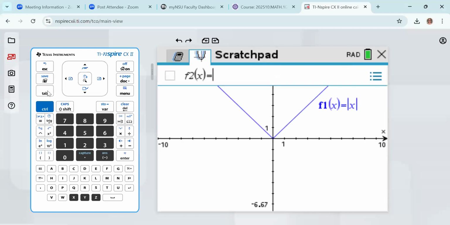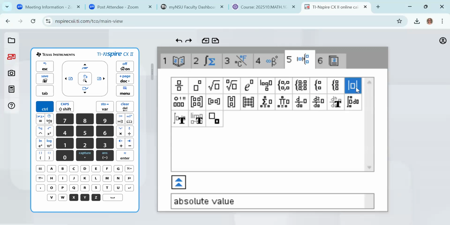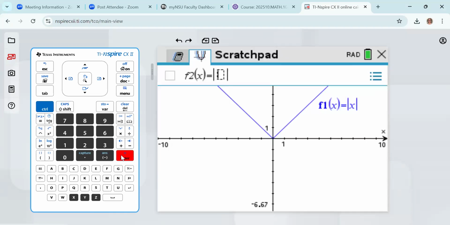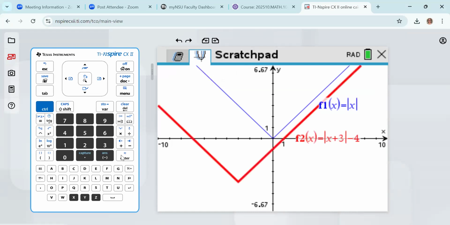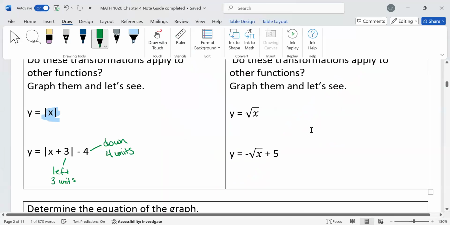All right, so we're going to hit tab, and we want the absolute value bar. So when you hit the little book button, it's going to default to what you used last, which is nice. And then you hit enter. That's the only thing we're going to use in this area. So x plus 3, arrow to the right to get outside the bar and put in minus 4. And we said it should go left 3 and down 4. So we went left 3, down 4. So that is the same type of transformation we're seeing with the x squared.